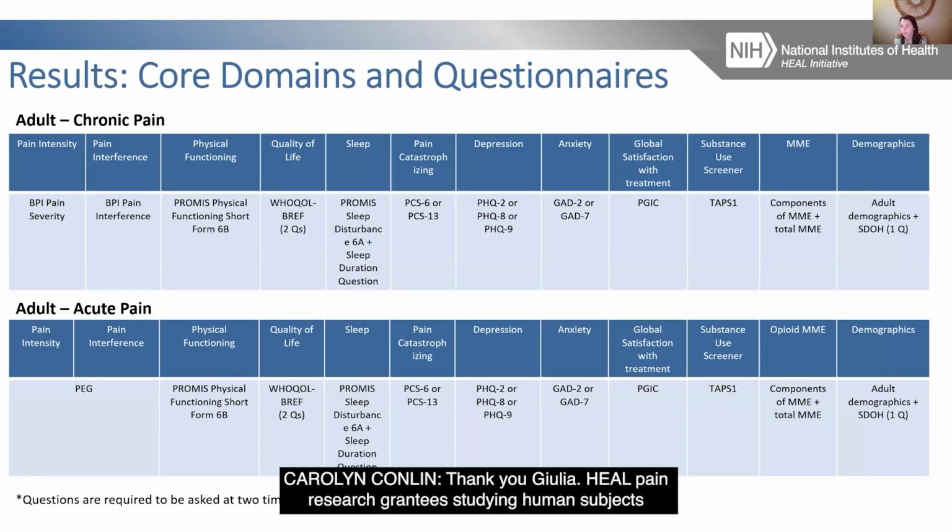Thank you, Julia. HEAL pain research grantees studying human subjects are required to assess pain intensity, pain interference, physical functioning, quality of life, sleep, pain catastrophizing, depression, anxiety, global satisfaction with treatment, substance use screening, prescribed opioid MME, and demographics. As you can see here, the prompts or the questionnaires are determined by whether the grantee is studying acute pain in adults or chronic pain in adults.